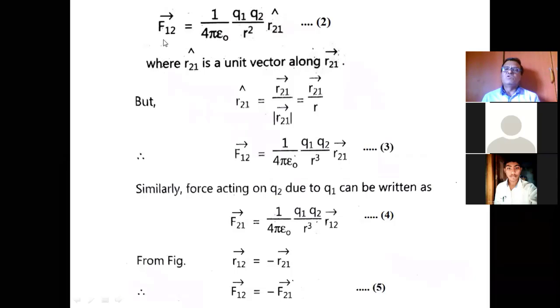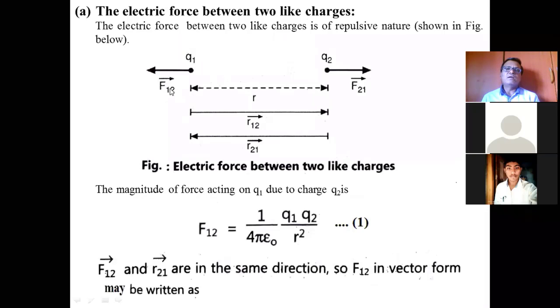This is equation number 2, that is F12 bar is equal to 1 upon 4 pi epsilon 0 q1 q2 upon r square into R21 cap. This is the unit vector in the direction of R21. Now why is R21 taken here? Because R21 and F12 are in the same direction, so note this. Let me show the figure again. In the figure, F12 bar and R21 bar, they are in the same direction. That's why the unit vector is taken along R21 bar.